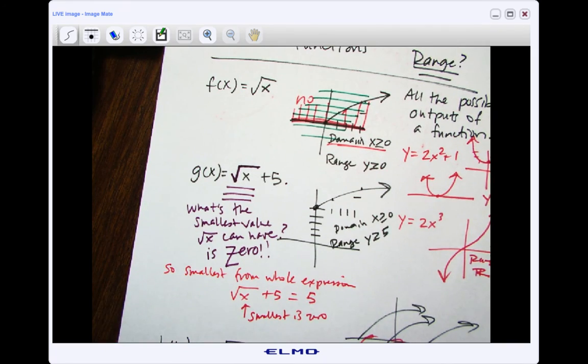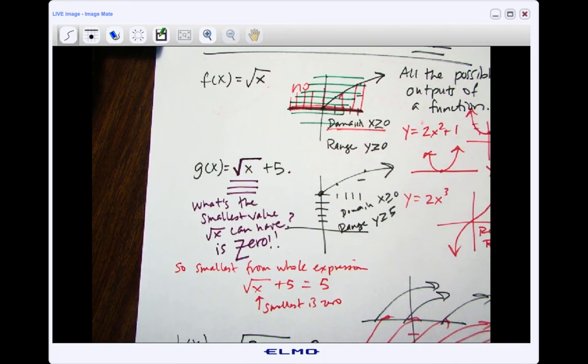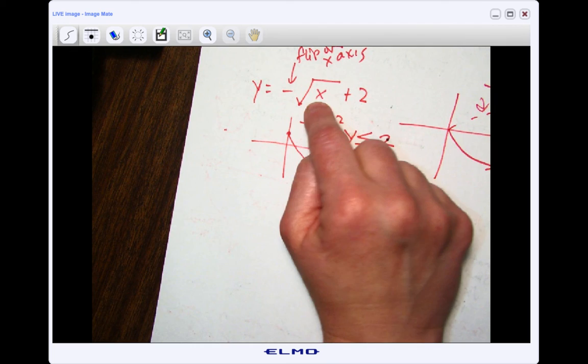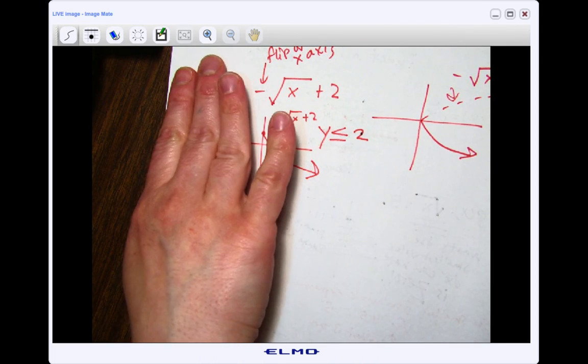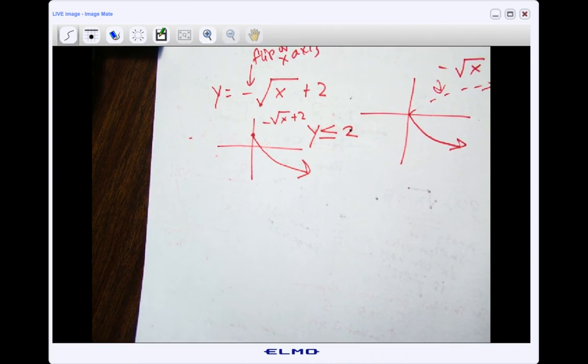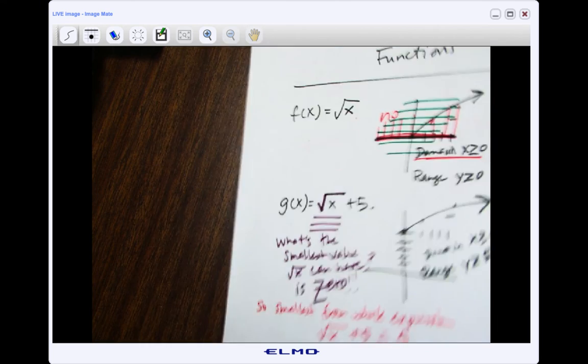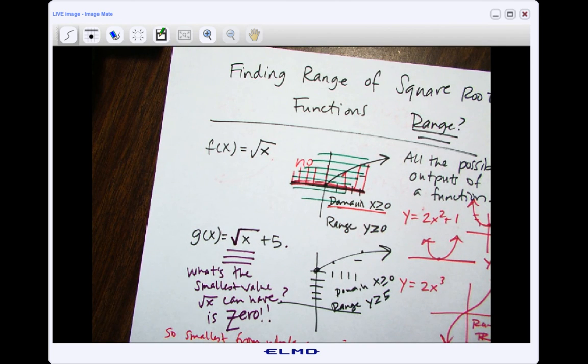Is it shifting up and down, or is it flipping over? And again, if the negative was on the inside, it would flip it this way, so that would not cause a change in the range. It would only cause a change in the domain. Okay? So see what you can do. I think you can figure it out. I don't think you'll have a problem. So go for it.